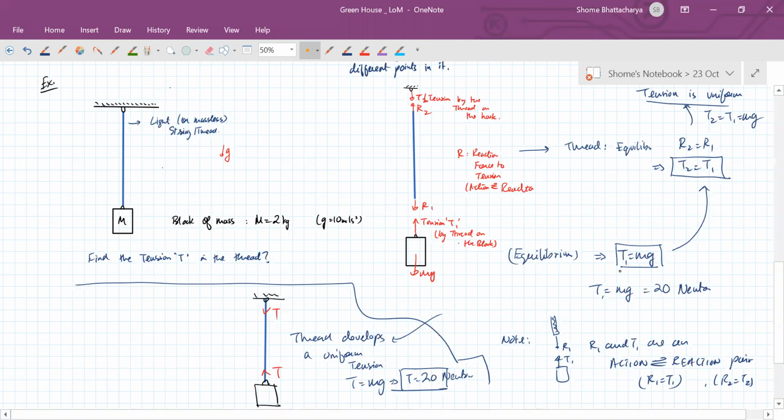Of course, tension is a force and force is a vector quantity. So it has a specific direction. So tension always acts along the length of the thread or the length of the rope. That is a specific direction.